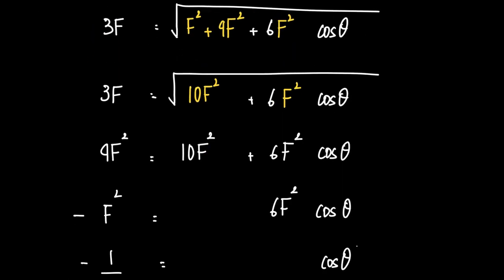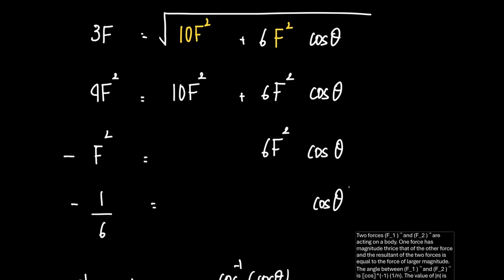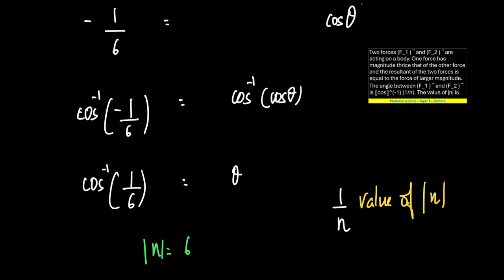Now, squaring on both sides, what do we get? 3F the whole square, which is 9F squared, is 10F squared plus 6F squared into cos theta. 9F squared minus 10F squared is minus F squared, which is equal to 6F squared cos theta. Now, F squared upon F squared is 1. So, minus 1 by 6 is equal to cos theta, which implies cos inverse of minus 1 by 6 is equal to cos inverse cos theta. Sorry, I skipped a minus here. Now, cos inverse cos theta is equal to theta.